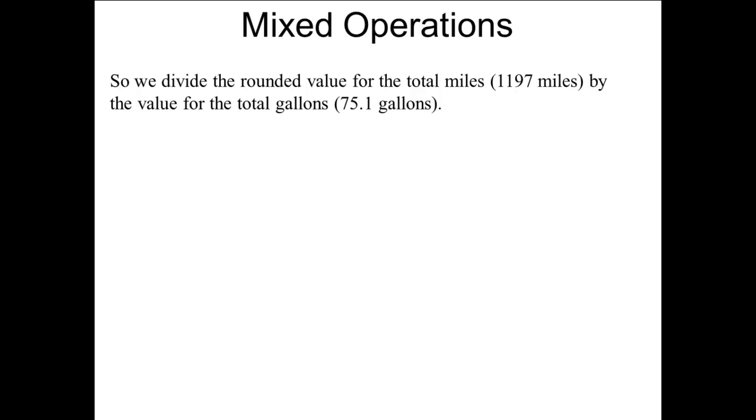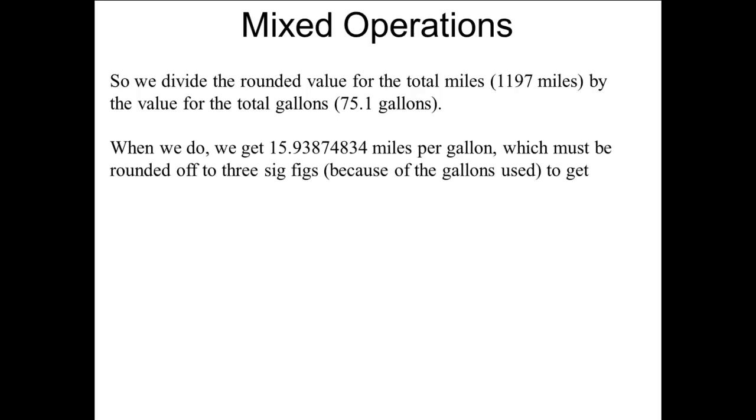So we divide the rounded value for the total miles, 1,197 miles, by the value for the total gallons, 75.1 gallons. When we do, our calculator gives us 15.93874834 miles per gallon, which must be rounded off to 3 sig figs because of the number of gallons we have, to get 15.9 miles per gallon.